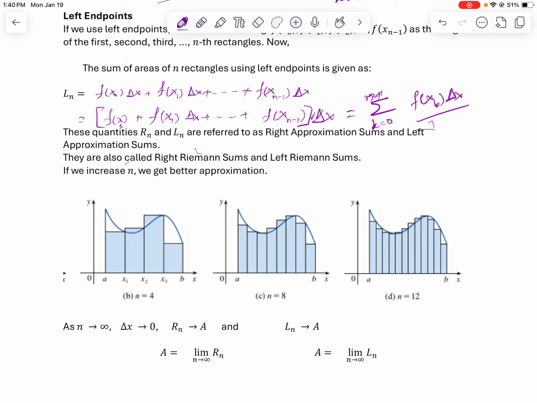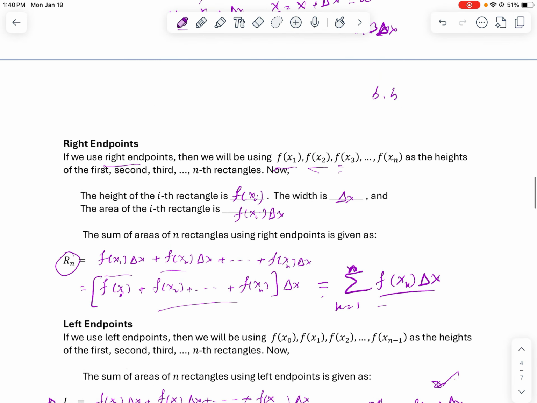If we have the left endpoints, then our sum of areas of rectangles is given by this formula here, which can be written in the compact form as that formula, with the summation sign. And if we are using the right endpoints, then we have the formula given here, which can be condensed in the summation form like that.